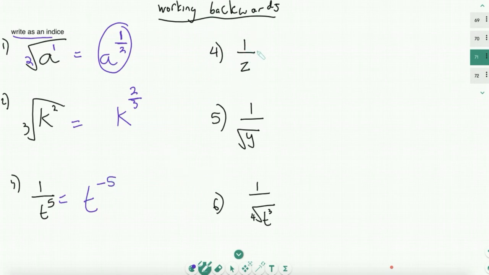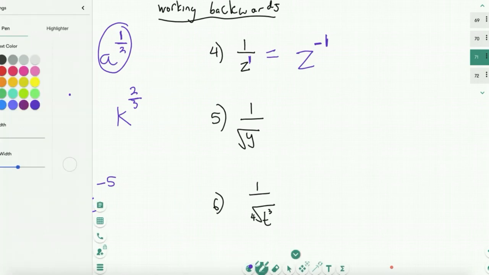Next one, 1 over z. Well, I see that z is z over 1, and that's been flipped, so it's going to be a negative indice, and z is by itself, so it's basically to the power of 1, so it'll be z to the power of negative 1. Last two, sorry.